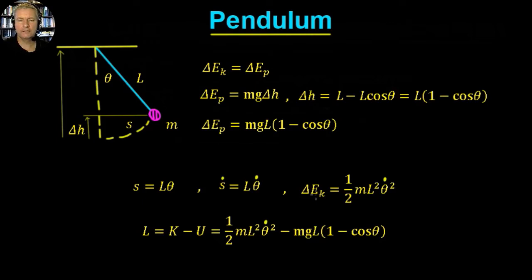So the kinetic energy is going to be half mv squared, but the velocity this time here is going to be the angular velocity, which we've just worked out, which is L theta dot. So the kinetic energy will be a half m, and it will be L squared theta dot squared. So now we've got the two things we were looking for, the kinetic energy and the potential energy.